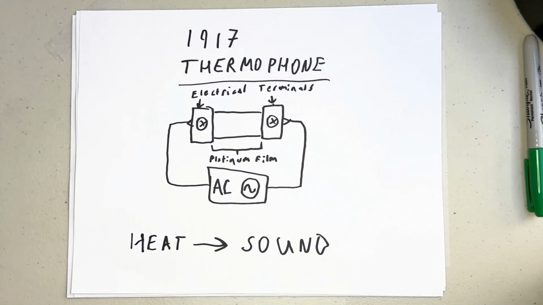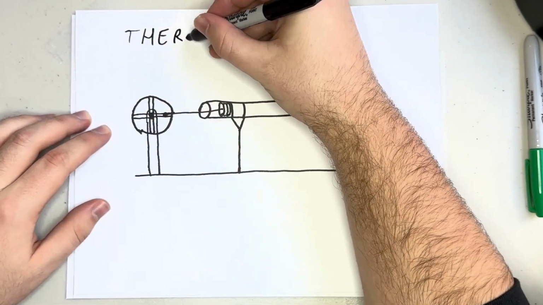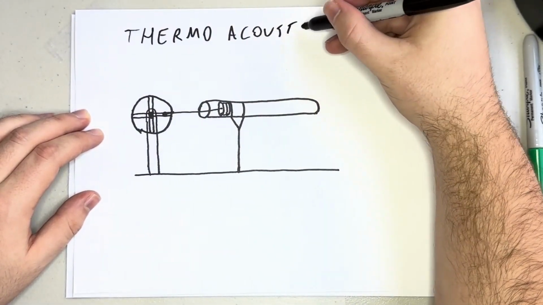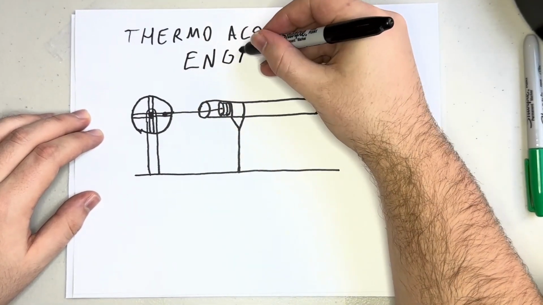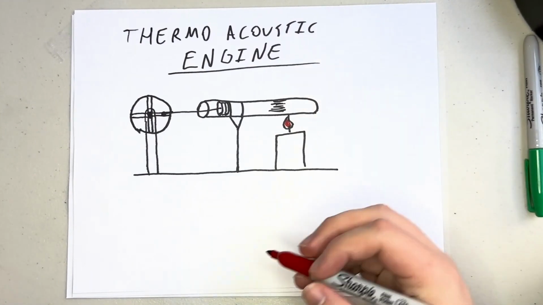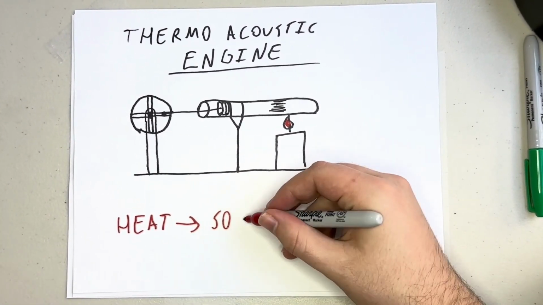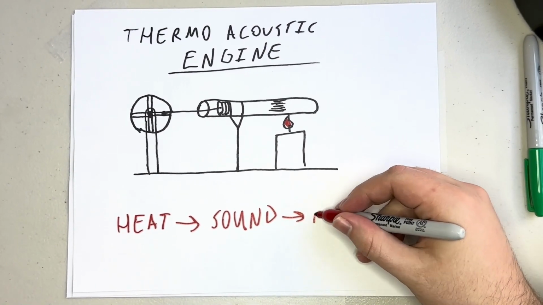Other successful attempts to utilize this effect have been made, and one especially notable one is the thermal acoustic engine, which uses heat to convert sound into mechanical motion. There are loads of great YouTube videos out there covering thermal acoustic engines, but there are surprisingly few on what I'd like to talk about.